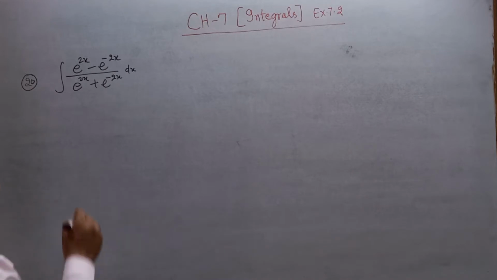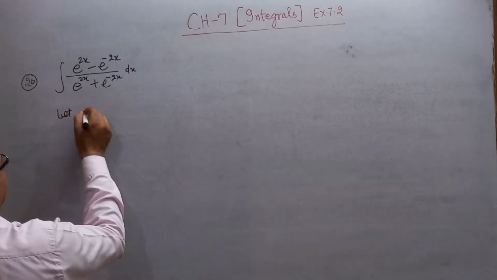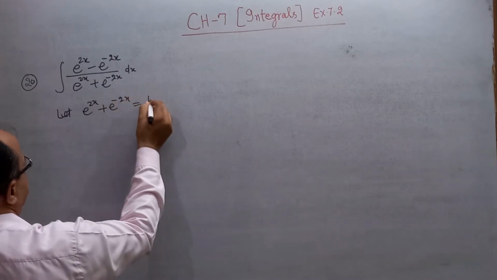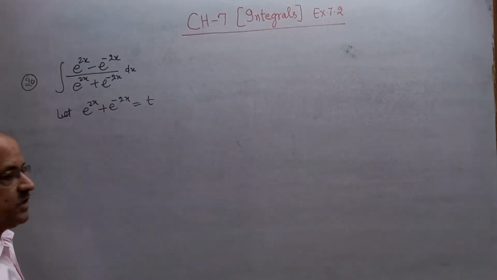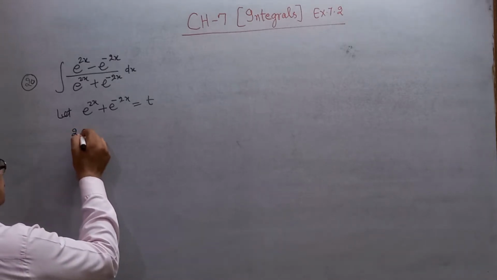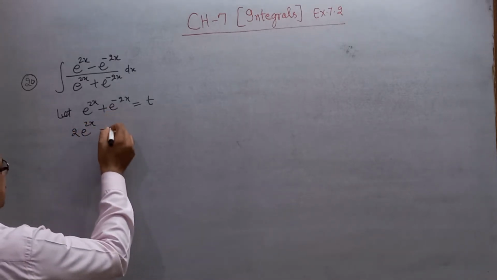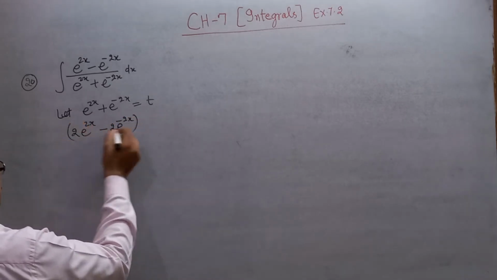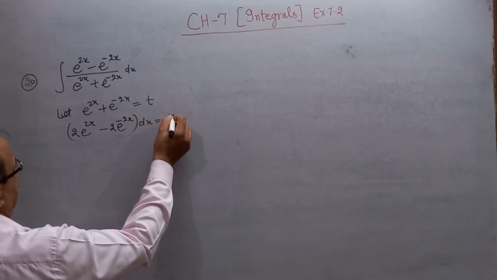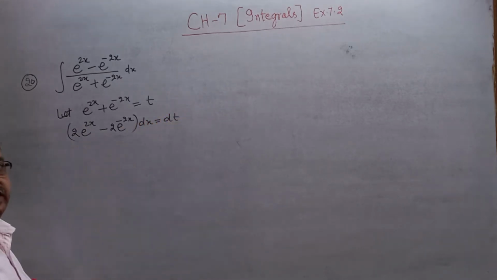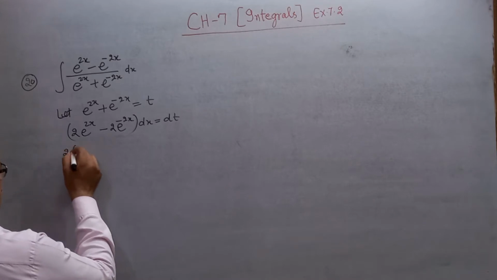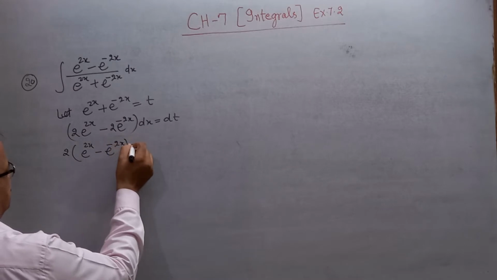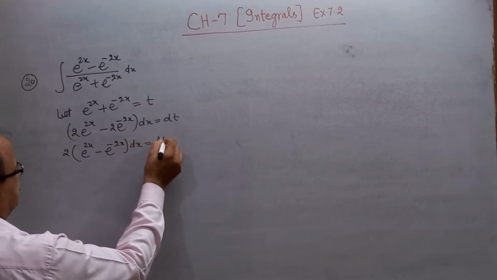Question number 20. Let e to the power 2x plus e to the power minus 2x is equal to t. The derivative of e to the power 2x is 2 e to the power 2x, and the derivative of e to the power minus 2x is minus 2 e to the power minus 2x. Now you can take 2 common: 2 (e to the power 2x minus e to the power minus 2x) dx is equal to dt.